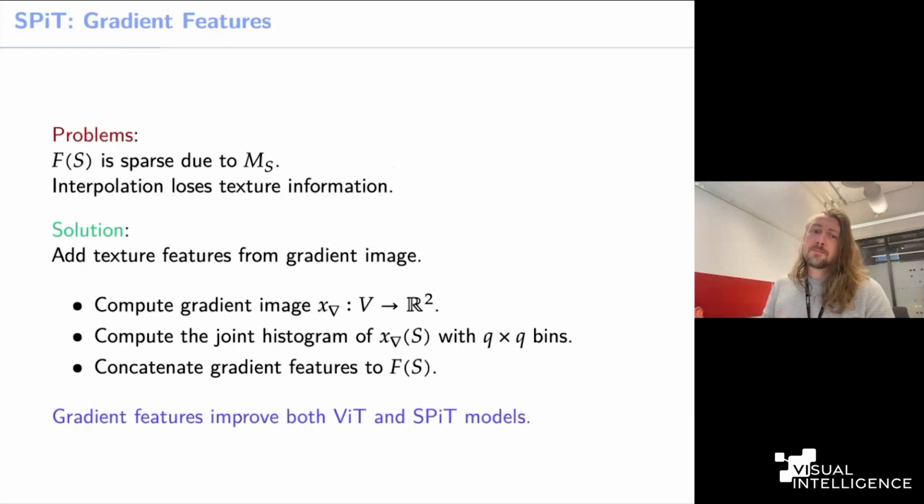So we take this gradient image using some kernel, which in the first paper is fixed. We compute this gradient image, and then we take the joint histogram inside each superpixel region. And then we decide on a number of bins, usually the same as the patch size. So we typically pick Q by Q bins, and then we concatenate these gradient features to form a feature for each superpixel, which we denote by capital F here. And in our experiments, we find that these gradient features actually improve both standard ViTs and superpixel transformer models.